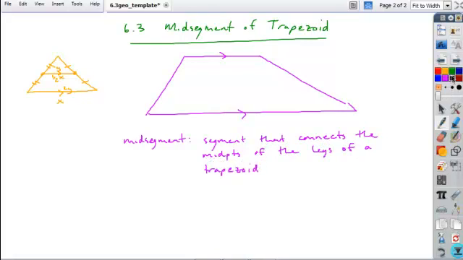Okay, so this would be your midpoints of each of these legs. So if these two sides were equal, these two aren't necessarily the same as the other side, but they are the same as each other. So this represents the midpoints of your legs. If you create the segment that connects those, that is your midsegment.